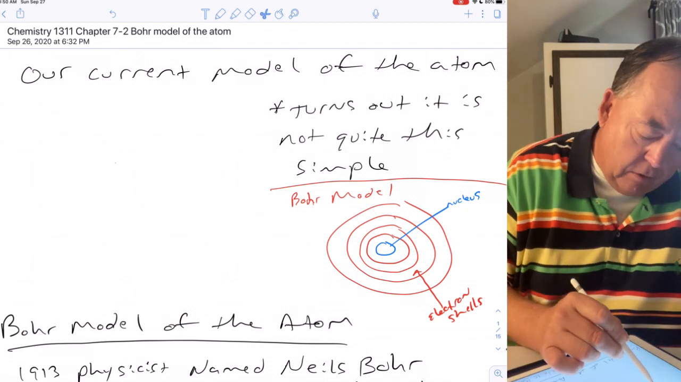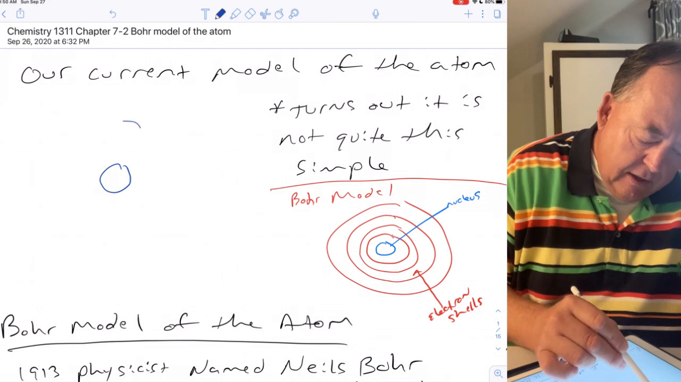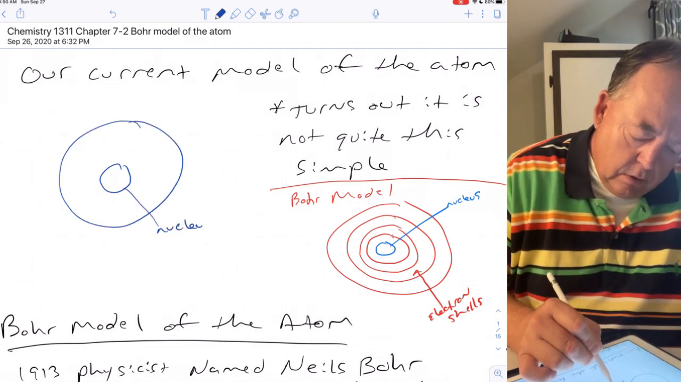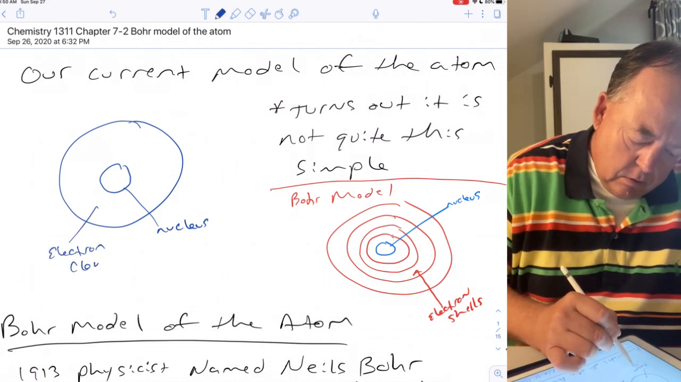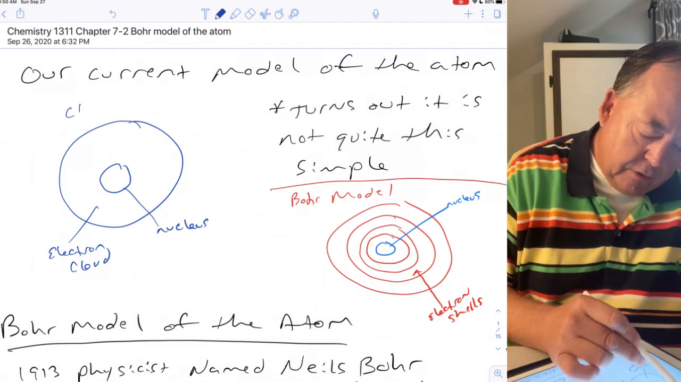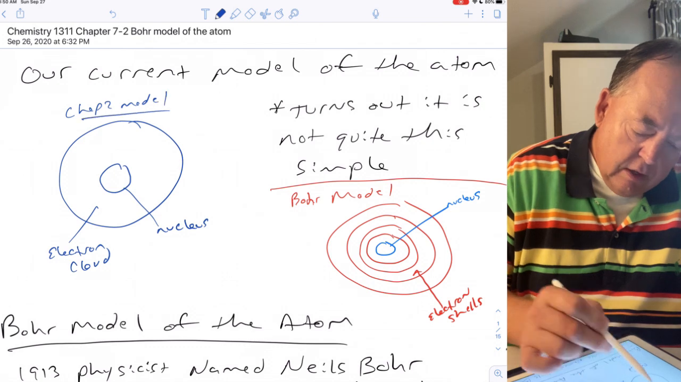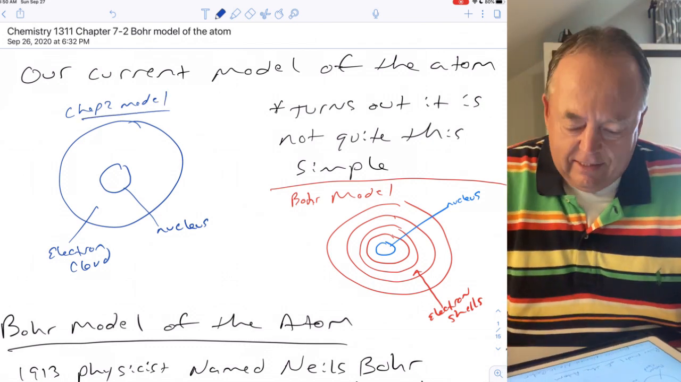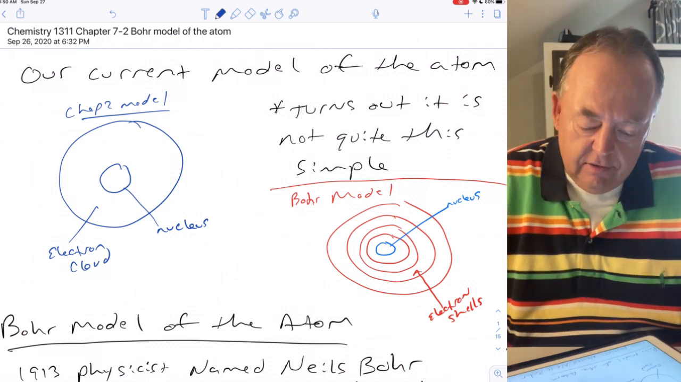A very simple model where we have a nucleus and then we have an electron cloud. Right, so that's our very simple chapter 2 model. But it turns out that it's not quite this simple. The structure of an atom is actually much more complex than this.